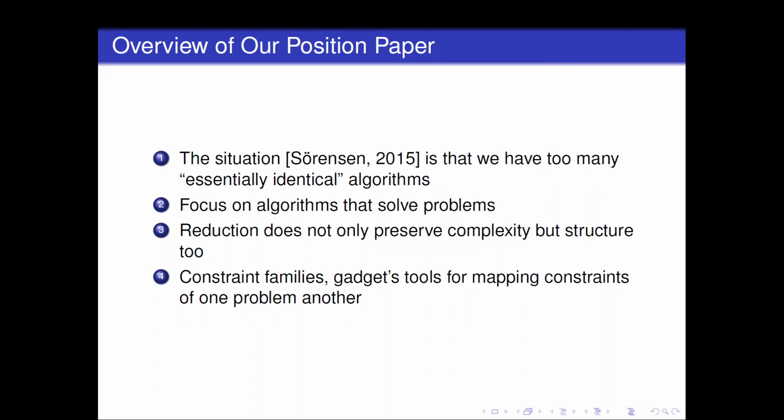And we use reductions. Now, reductions go back to Turing, but in this case, we're looking at Karp reductions, and we show not only do they preserve complexity, but they also preserve structure too. And the idea is that if we properly analyze a problem as an integer problem, so an objective function and constraints, then we can look at constraint families, looking at Trevisan, who defined constraint families. And then we can look at gadgets as tools for mapping the constraints from one problem to another.